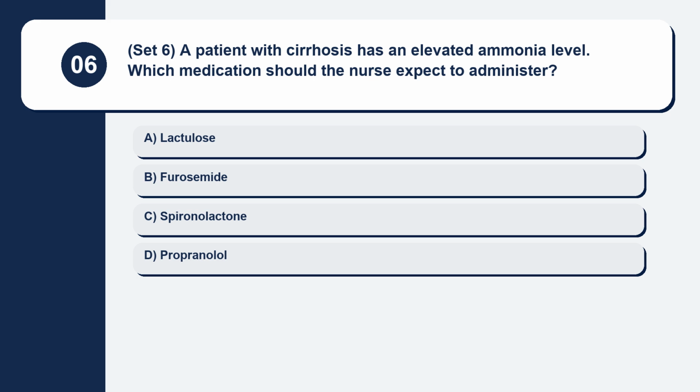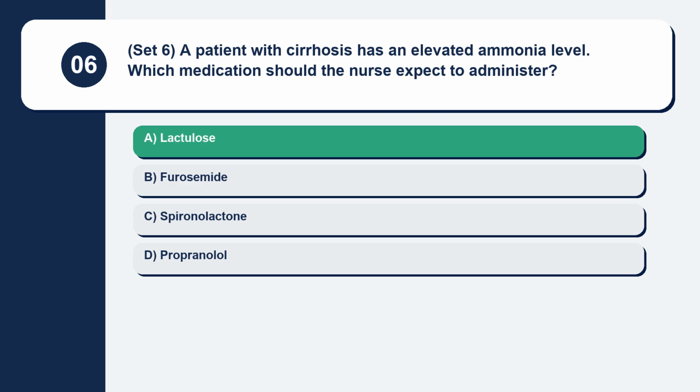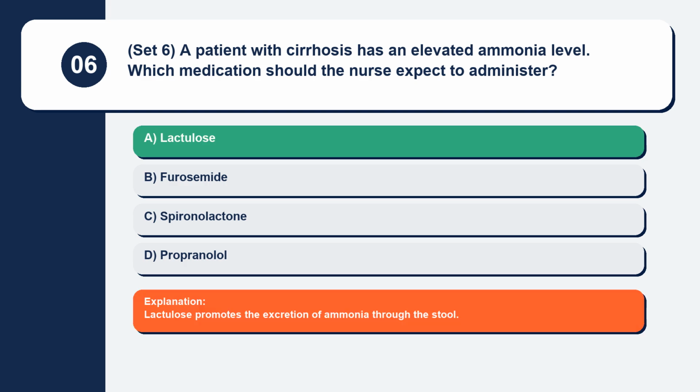Question 6. Set 6. A patient with cirrhosis has an elevated ammonia level. Which medication should the nurse expect to administer? Lactulose, furosemide, spironolactone, propranolol. Lactulose promotes the excretion of ammonia through the stool.